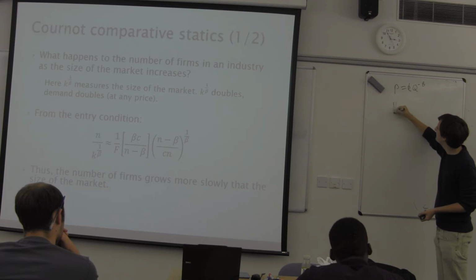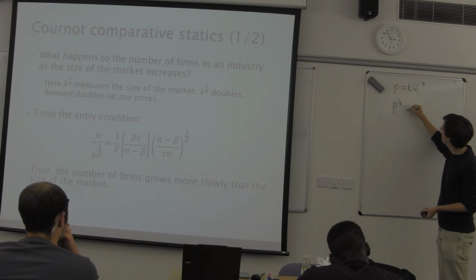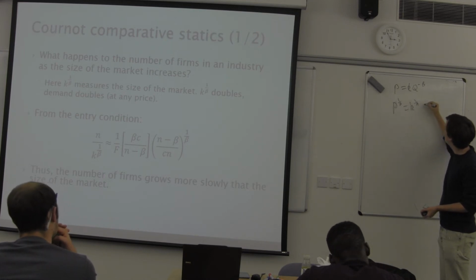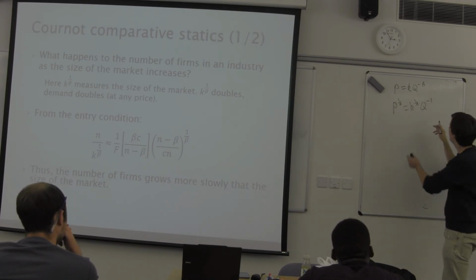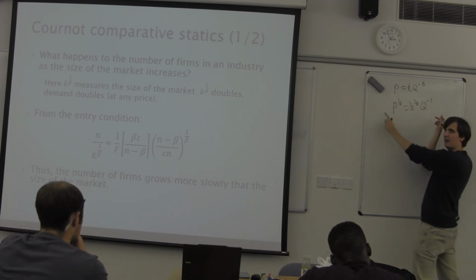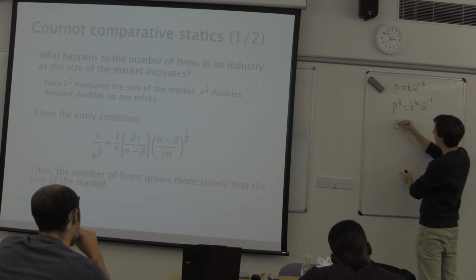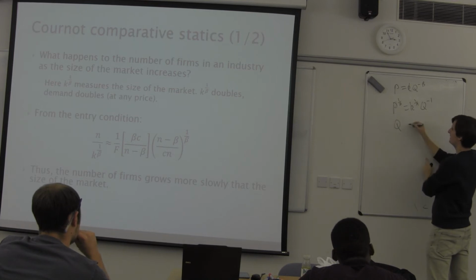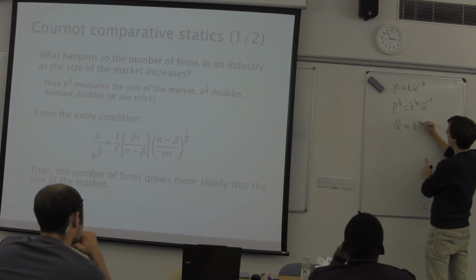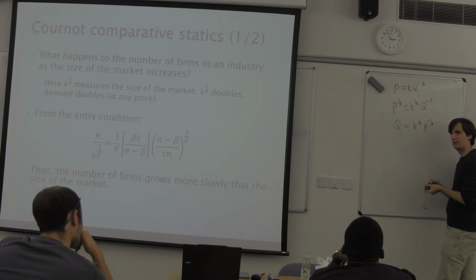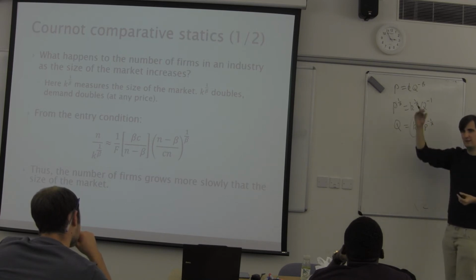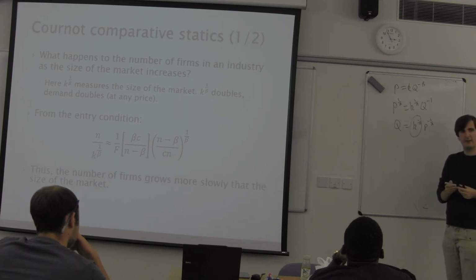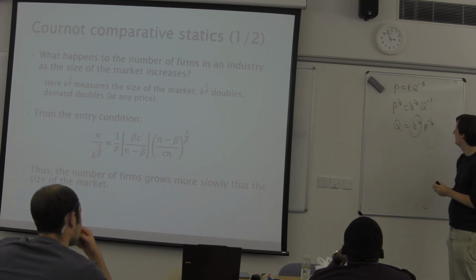So we get P to the 1 over beta is K to the 1 over beta times Q to the minus 1. We've got Q to the minus 1 here, let's take it over to the other side. So we get Q is K to the 1 over beta times P to the minus 1. So K to the 1 over beta is the thing that's scaling demand. So that's a measure of the size of the market here.